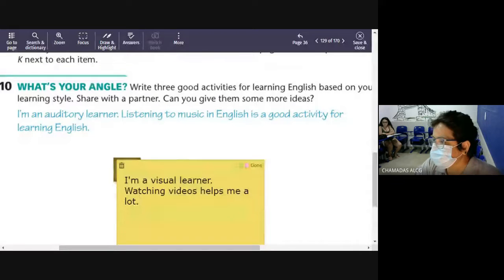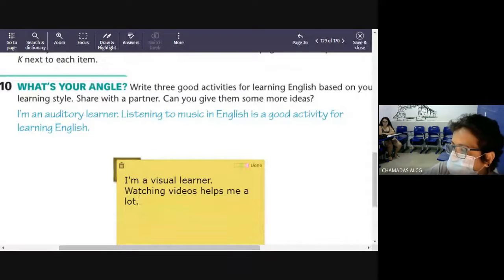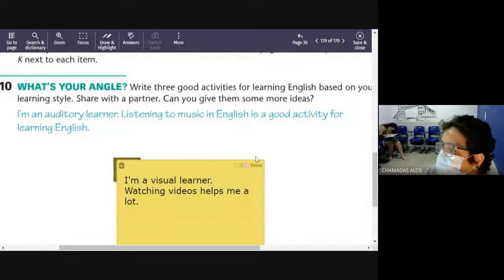Okay? What about you, Felipe? What do you think you are in relation to learning style? I think I am visual and auditory. Almost. I think I am most... No, I am visual, more visual than auditory. Okay. All right. So you can also make up a different sentence using that.